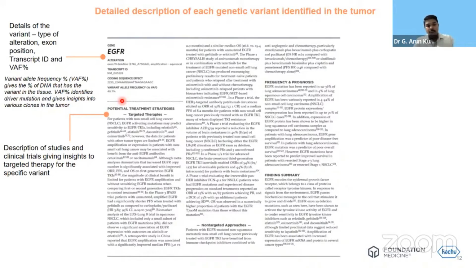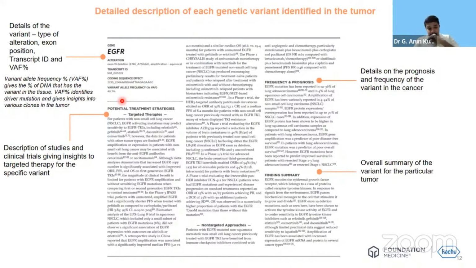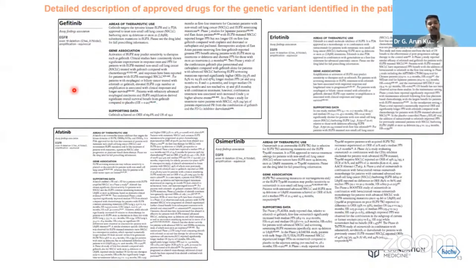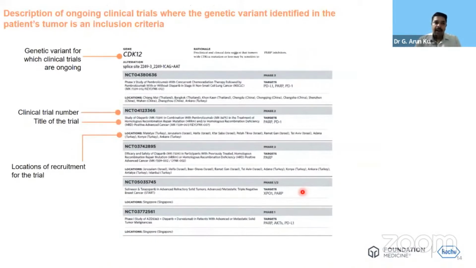Then it describes the various studies and clinical trials that have been done on giving therapies against EGFR exon 19. You also have the frequency of the mutation in the particular cancer and its prognosis. All these are given. Then each drug that can be applied is given individually, along with its supporting clinical trial data. And lastly, you also have clinical trials that have the particular genetic mutation identified in the patient as an inclusion criterion.